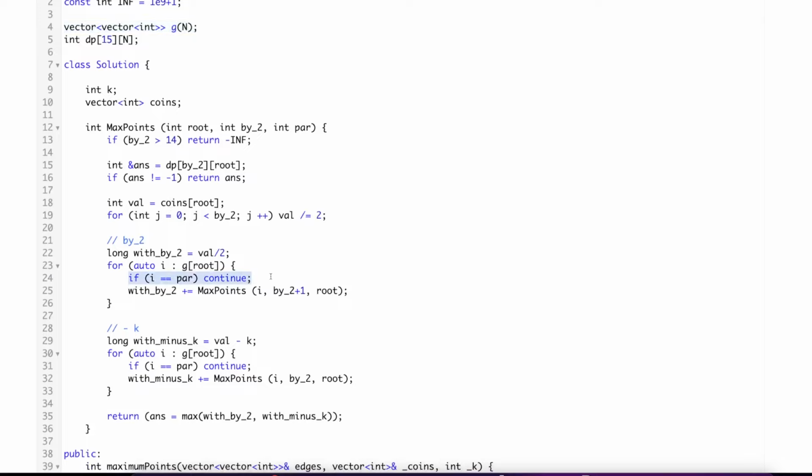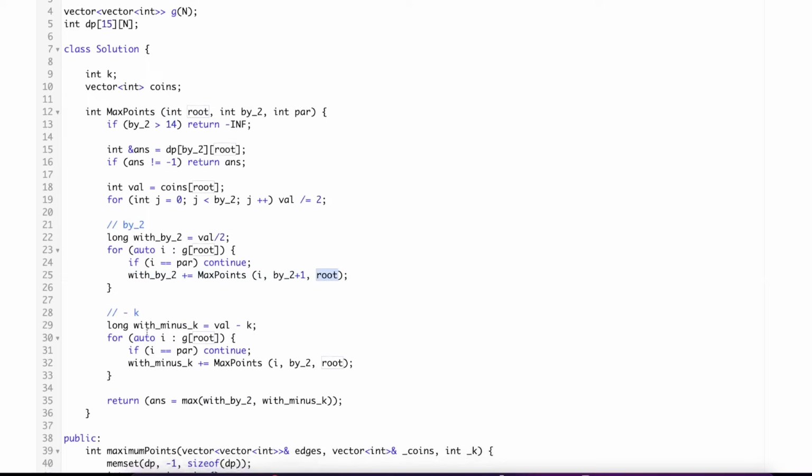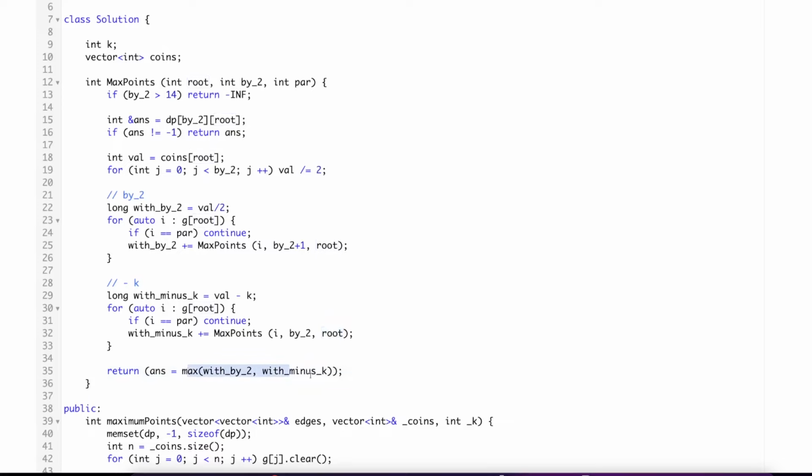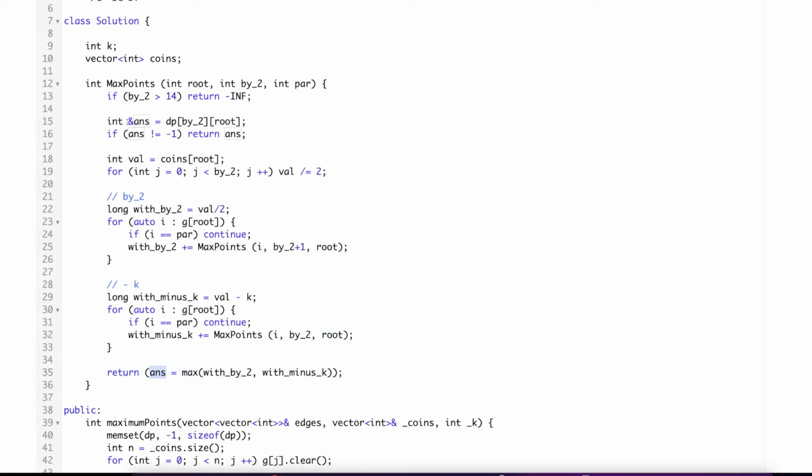So if i is parent, we will continue; otherwise, with divide by 2, I will simply do max points of i, comma, by 2, plus 1, and then root. In the same fashion with minus k, val minus k, and then i, and then simply by 2, and the parent now becomes root. Once we have these two values, we can simply do a max, and that will be assigned to the answer as well, so that it will go back to this dp array because we have taken it as a reference.